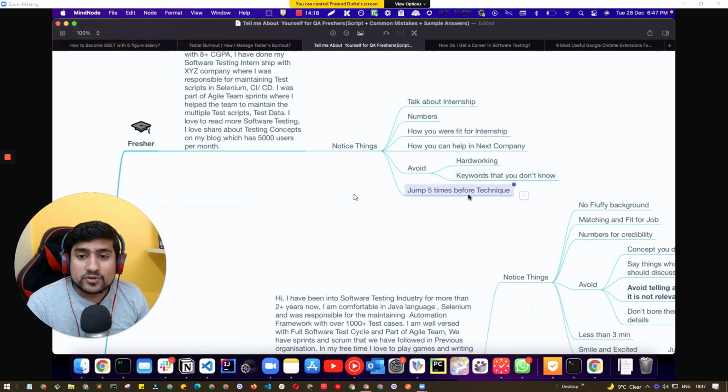Jump five times before the technique, which basically means be excited. Make sure you are excited when you are saying it. "Tell me about yourself." This is a personal example that I have seen. This is how freshers answer: they are very nervous. "Hi, my name is Pramod and I have been..." So don't get bored from this. Be excited. You will nail this, trust me. Just jump and have some interesting energy.